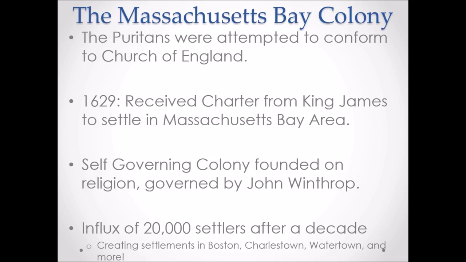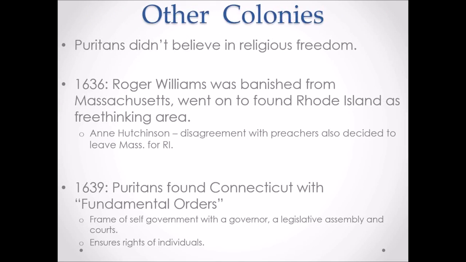The first governor's name is John Winthrop, and they create this framework of government, again based around religion. Over the course of the next decade, so really between 1630 and 1640 or so, you're going to have roughly 20,000 more people coming to this area and ultimately settling, creating the settlements in Boston, and around Boston, at Charlestown, at Watertown, and around that area. So you do start to get some other colonies as well.